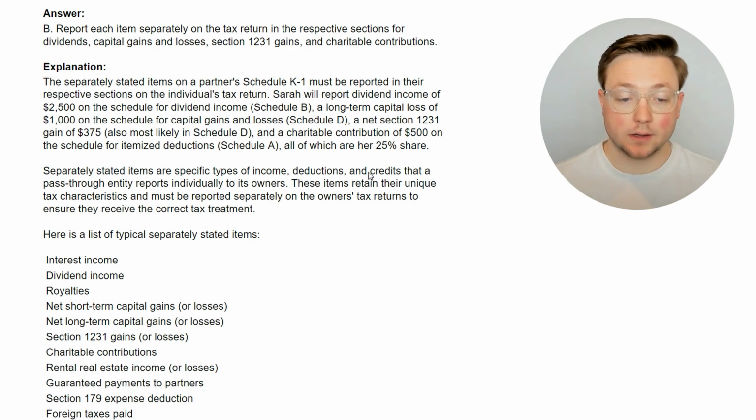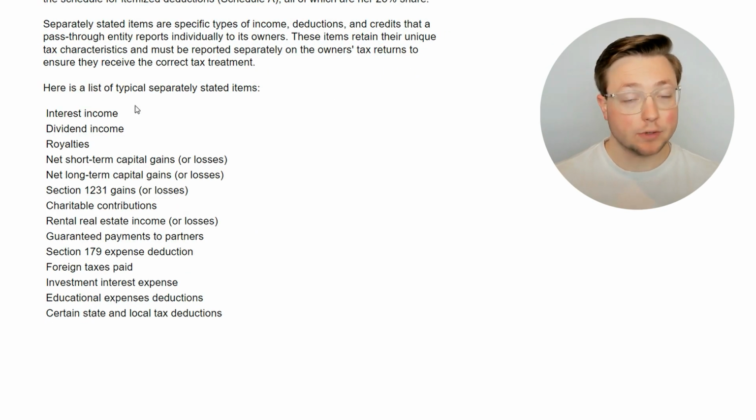Okay, so finally, here's a list of the typical separately stated items. So it would be interest income and dividend income and royalties, then net short-term capital gains or losses and net long-term capital gains or losses, Section 1231 gains or losses, charitable contributions, rental real estate income or losses, guaranteed payments to partners, Section 179 expense deductions, foreign taxes paid, educational expenses deductions, and certain state and local tax deductions.